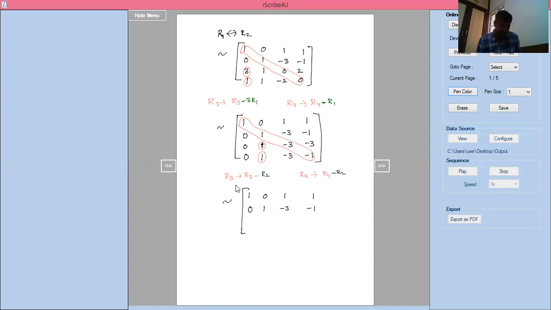Here, first one should be 0 minus 0 is 0. 1 minus 1 should be 0. Next one, minus of minus 3 should be 0. Next one should be minus 3. Minus 3 plus 1 is minus 2. Next R4 minus R2: 0 minus 0 is 0. Next one minus 3, this one should be 0. This one should also be 0. So if you simplify, you'll get the form for the rank of a matrix.